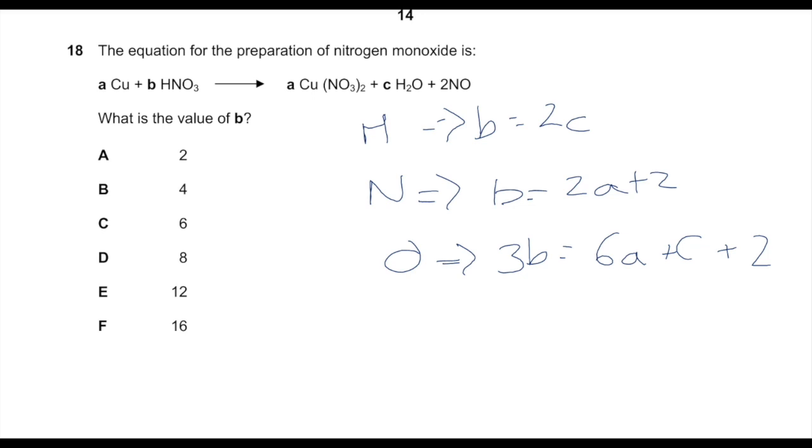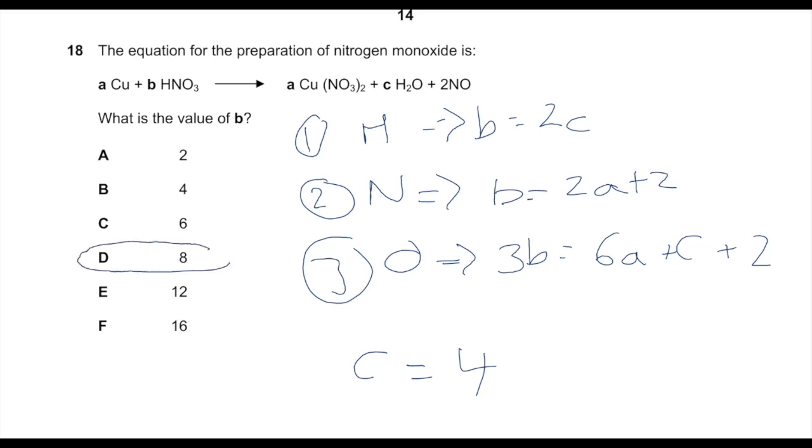And you can rearrange 2 and then substitute it into equation number 3, and then that will give you C is equal to 4. You could substitute C is equal to 4 into equation number 1, so therefore B is equal to 8. The answer is D, and that's question number 18 completed.